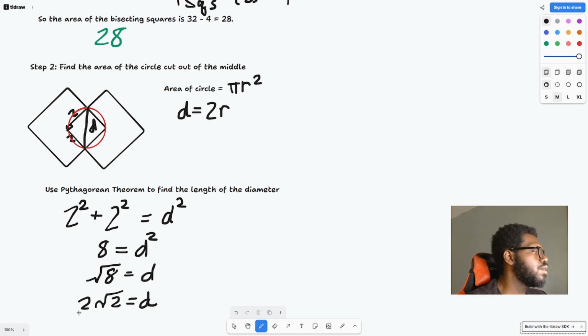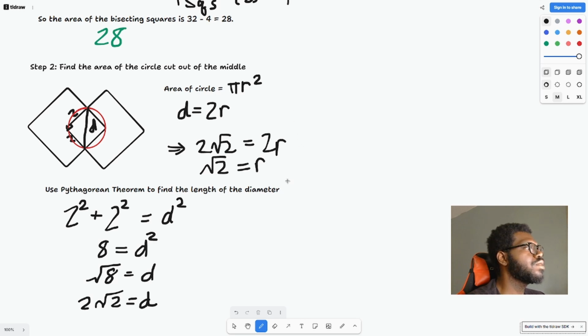All right, now that we have D, we can find R. And if we go back up here, we know that D is equal to 2R. So we know that 2 square roots of 2 is equal to 2R, which means that R is equal to the square root of 2. And now that we have R, we can find the area of the circle.